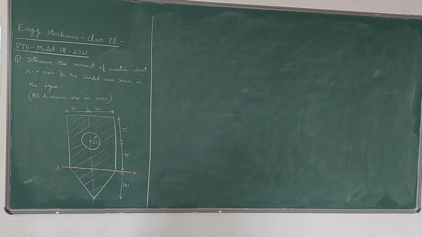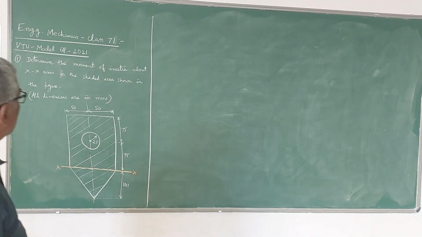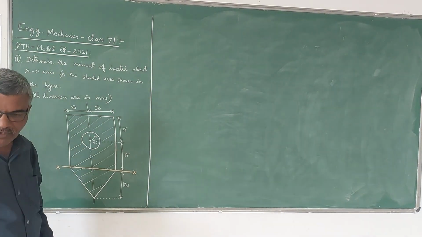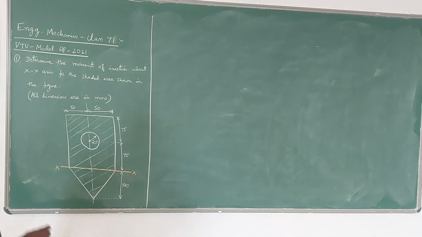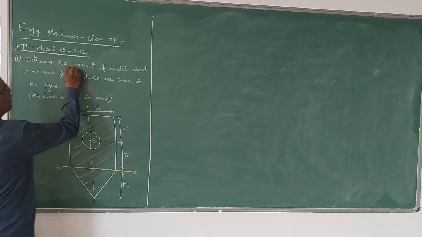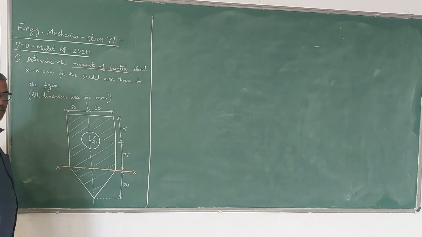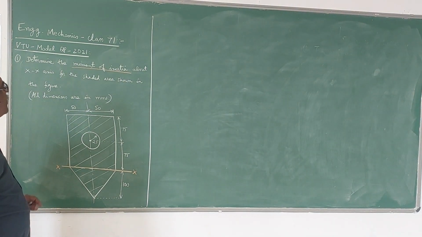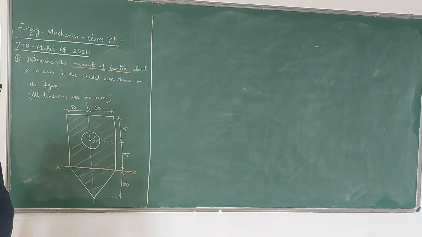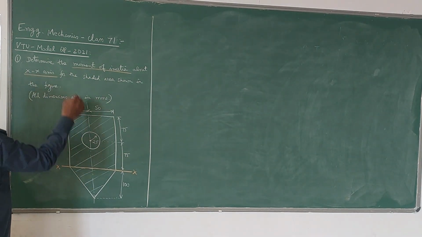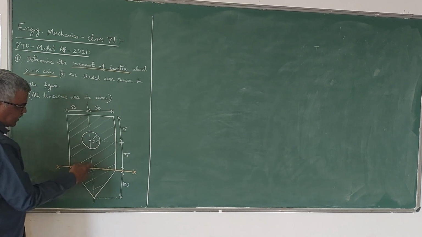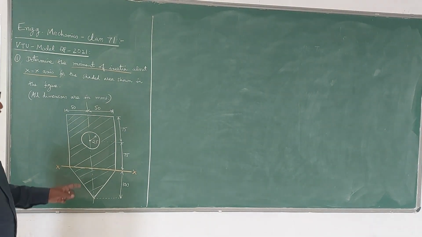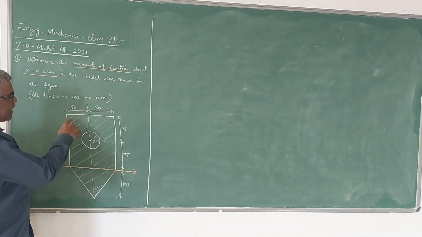So in this class, we will solve another problem on finding the moment of inertia, which is also a model question paper problem. The moment of inertia we have to find out, this comes under module 4, about the x-axis. So here he has given a figure like this. It's a composite section. We have to find the moment of inertia of the shaded area.